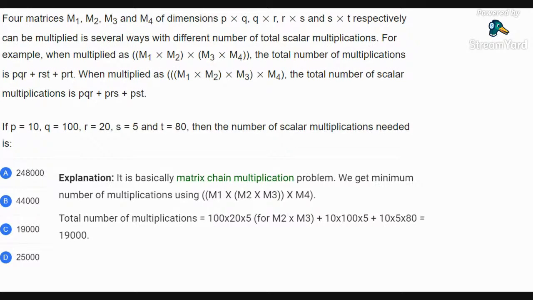Okay, now see one more question. Four matrices M1 to M4 with dimensions P cross Q, Q cross R, R cross S, and S cross T respectively can be multiplied in several ways. This problem is also based on matrix multiplication. For example, when we multiply M1, M2, M3, M4, the total number of scalar multiplications is this. What is it saying? If P is equal to 10, Q is equal to 100, R is equal to 20, and S is equal to 5, and T is equal to this.